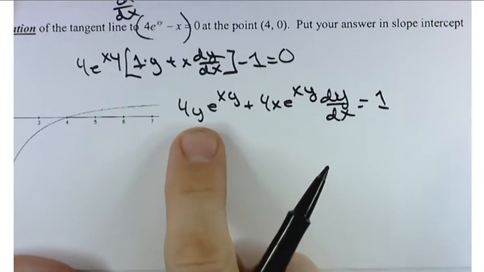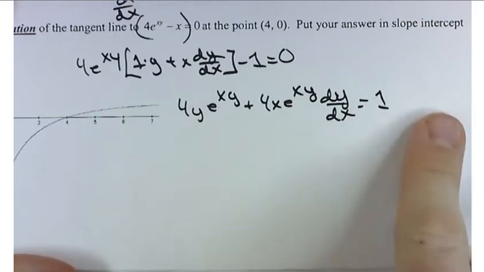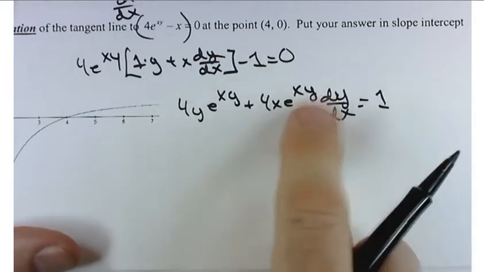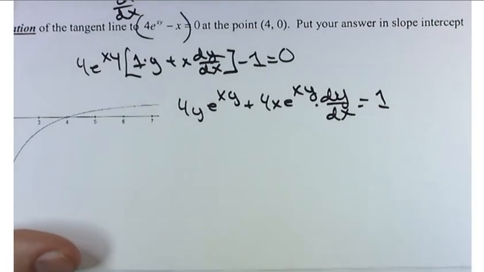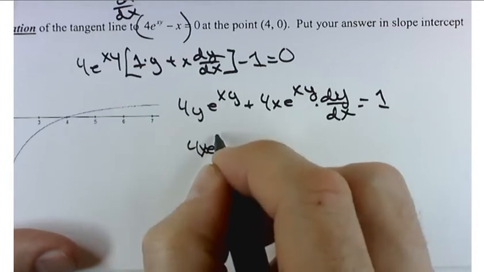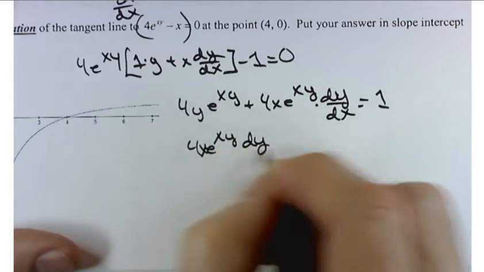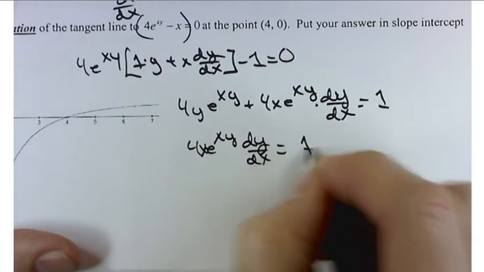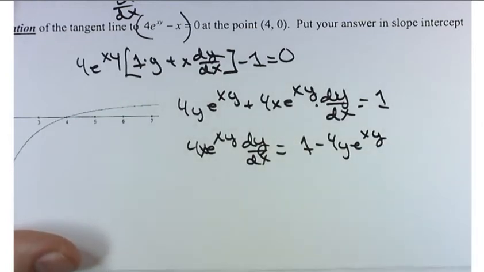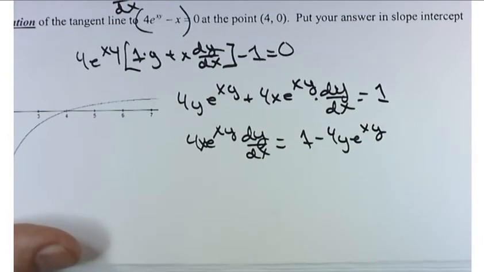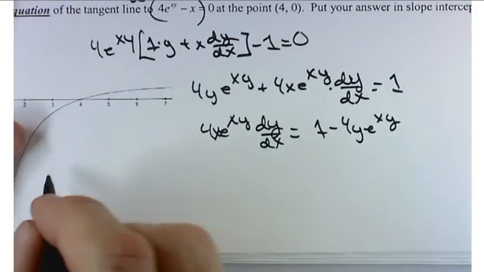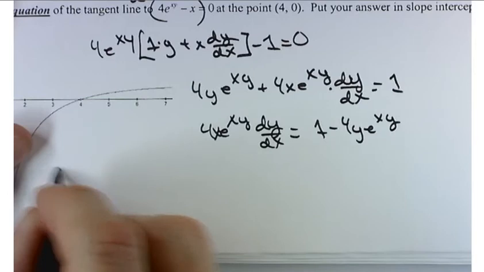This term does not involve a dy by dx term, so I'm going to move that over to the right-hand side. I can't move this over to the right-hand side so freely because it's being multiplied, and to undo multiplication, I'm going to need a division. So it's going to be 4x e to the xy dy by dx equals 1 minus 4y e to the xy. Getting closer. Good. We're going to divide by this coefficient. So writing over here, dy by dx.